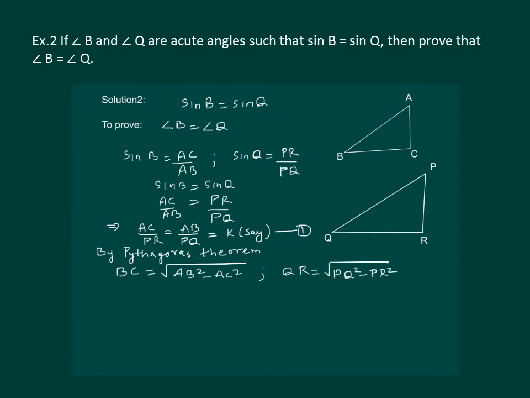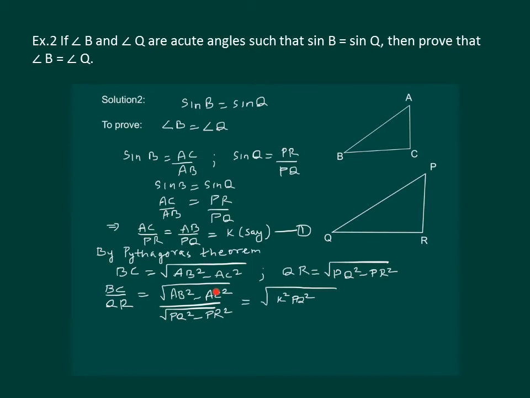By Pythagoras theorem, we have BC equal to under root of AB square minus AC square, and QR equal to under root of PQ square minus PR square. Now let us take the ratio BC by QR. Substitute the values. Here we can see that AB can be written as K times PQ. So this is equal to under root of K square PQ square.